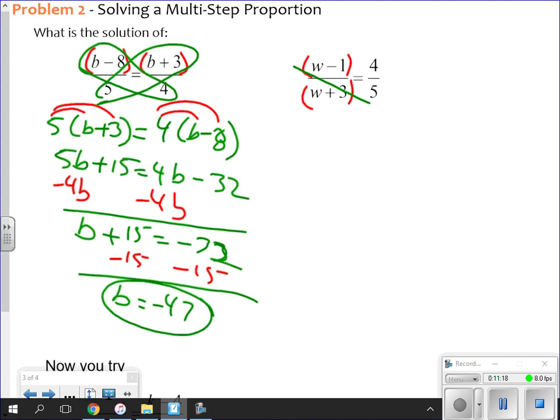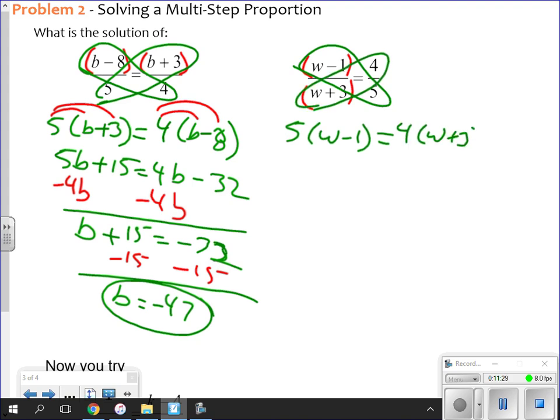And now we cross multiply. 5 times w minus 1 equals 4 times w plus 3. So that's our first step, cross multiply. Gets rid of the proportion, gets rid of the fractions. And now we have an equation to solve. What's my next step I'm going to do? Distribute. Distribute the 5, distribute the 4. Go ahead and do that.